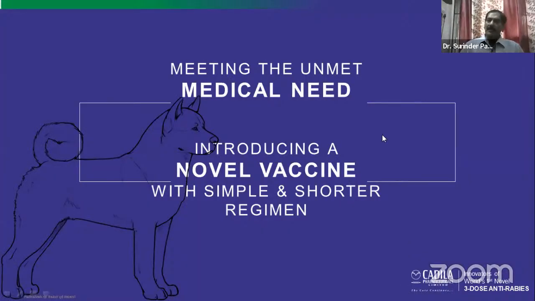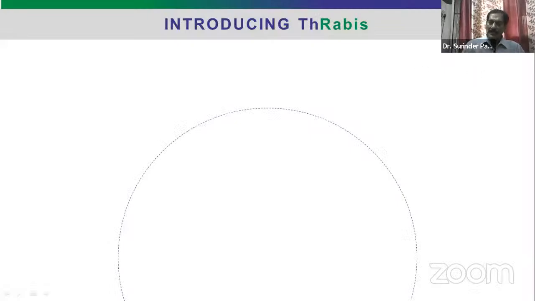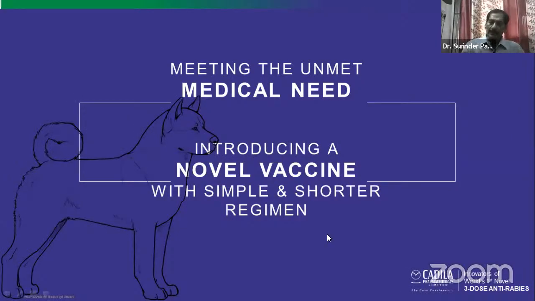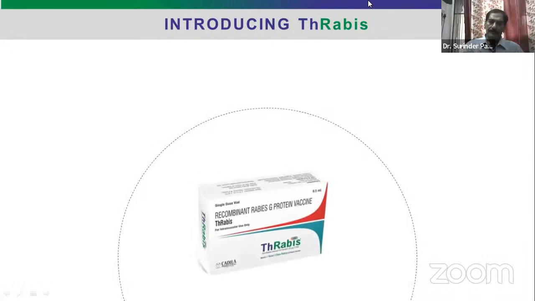So, meeting the unmet medical needs, Travis, this Kerala pharmaceutical company, has come up with a new injection, Therapis, a recombinant rabies G protein vaccine. So this is the name of the vaccine which we have been using for 1 year here.